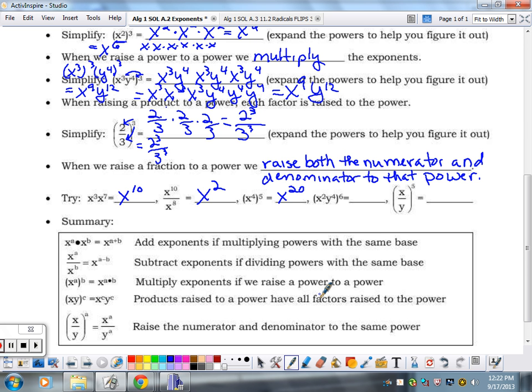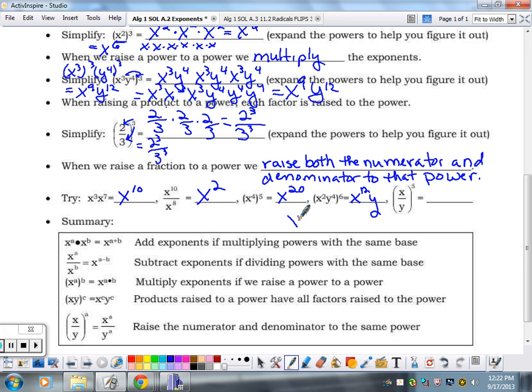Now I've got a little bit more complex. There's a product in there as my base. So x squared y to the 4th. That's repeated as a factor 6 times. So how many factors of x will I have? And how many factors of y will I have? Well, how many factors of x? X squared 6 times. 12.